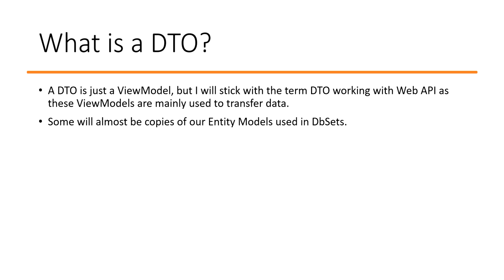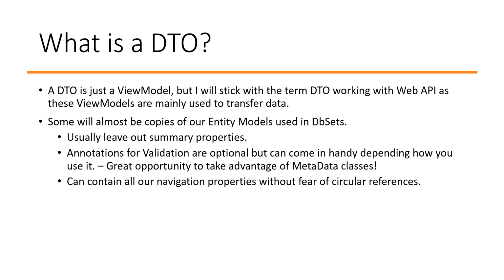Now, some will be almost exact copies of the model, right? The actual entity models themselves that we use in our DbSets. But usually we leave out summary properties, for example, right? They don't need to be there. And the annotations for validation are optional, okay? Sometimes they'll be handy. And sometimes we'll use them with metadata classes then. That introduces another whole topic that we'll talk about.